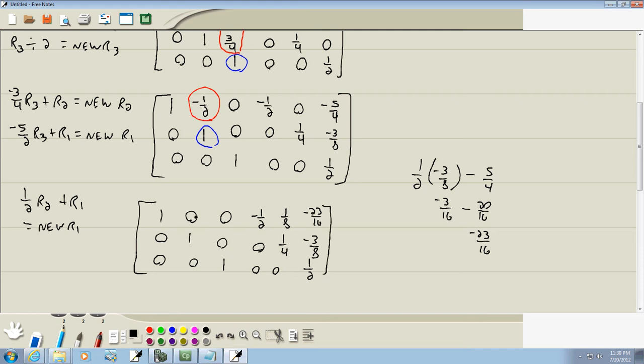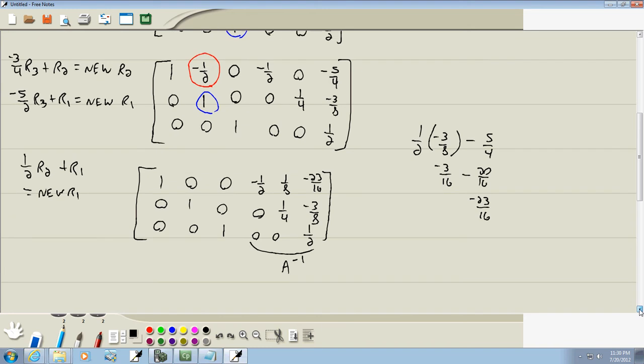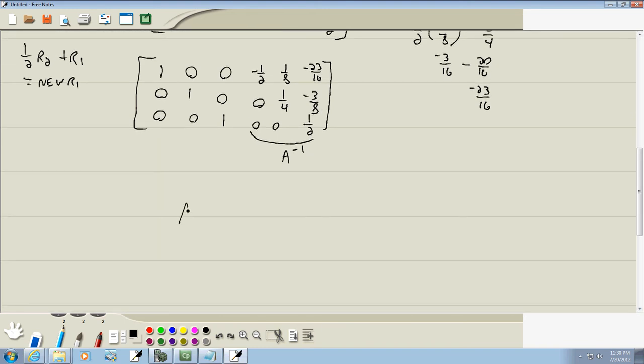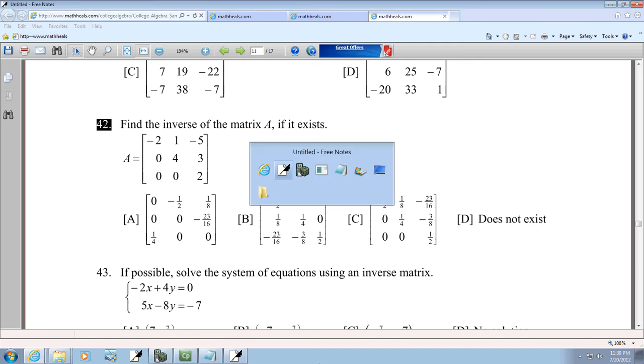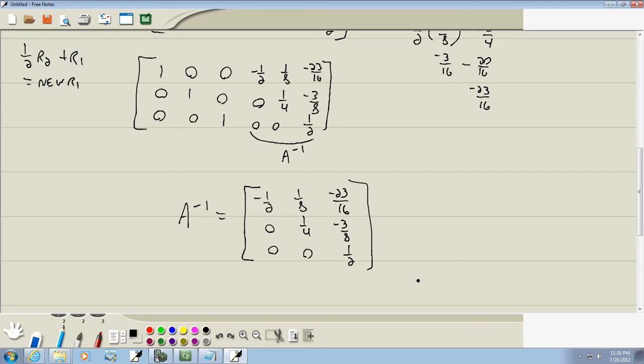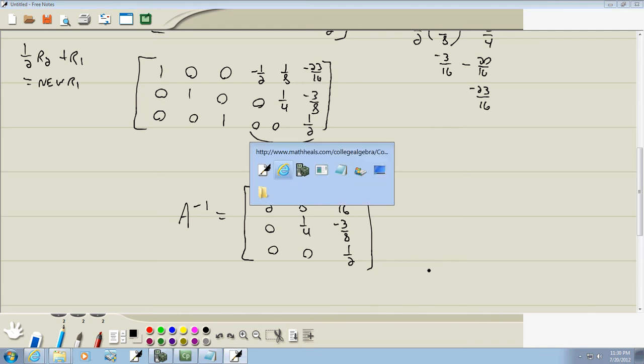Now notice we got diagonal 1s, 0s everywhere else over here. So this 3 by 3 matrix here will be our inverse. Assuming, here's the big assumption, that I didn't make a math error somewhere. So negative 1/2, 1/8, negative 23/16, 0, 1/4, negative 3/8. And if I didn't make a math error, I probably won't do it over. You got the general idea.